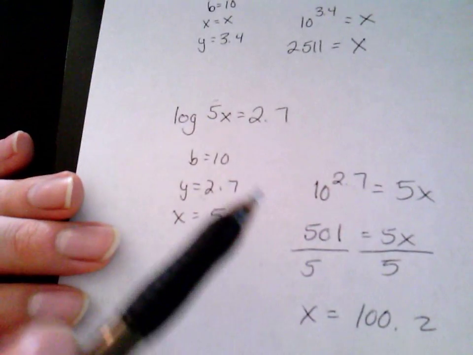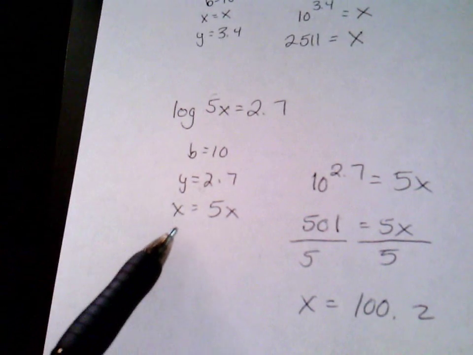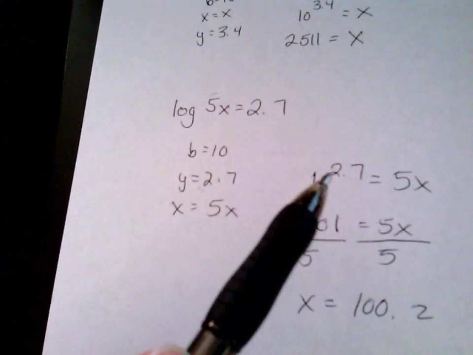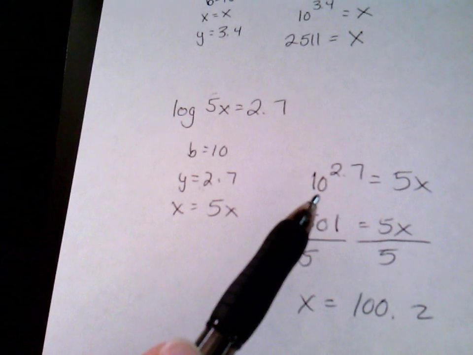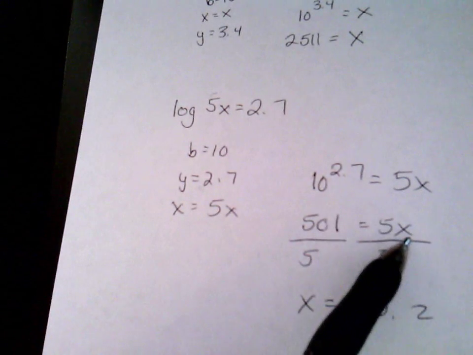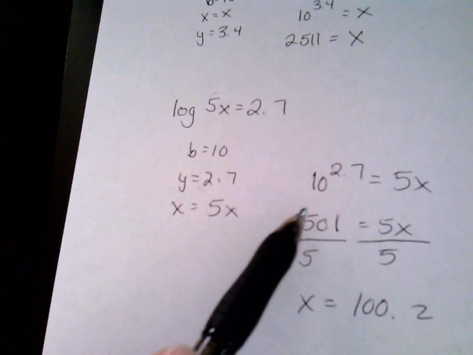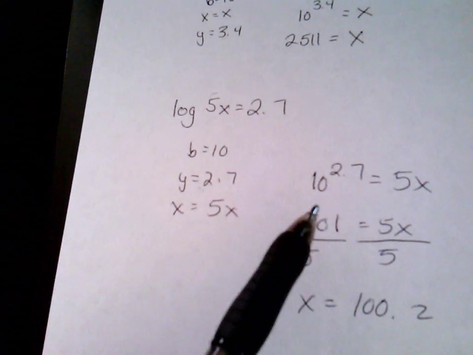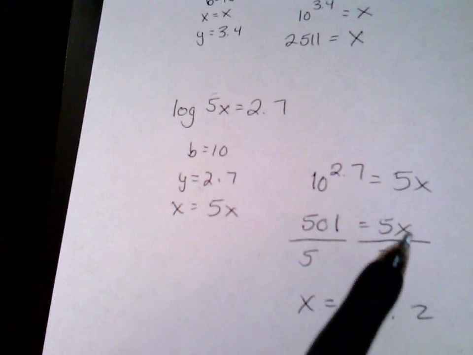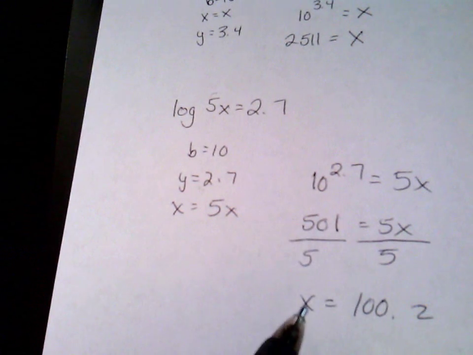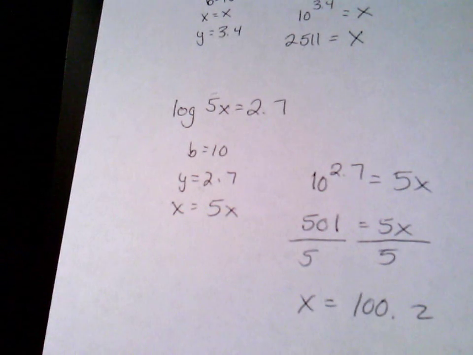The next one, same idea. B is 10, Y is 2.7, but X this time is this whole value right here, which is just 5X. So what we have to do is you just take 10 to the 2.7 power, because that's what our Y is, equals 5X. Well, we end up getting that is about 501. So 5X equals 501. So what we have to do is take this 5 divided by 5, because we had to get X by itself. Do the same thing with 501. We end up getting X is just 100 and 100.2, and that's it.